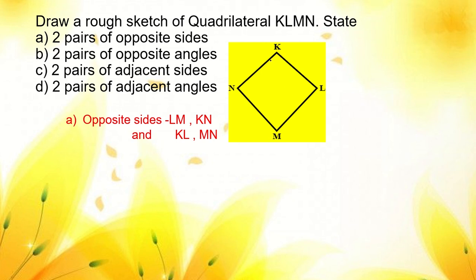Next part is you have to write two pairs of opposite angles. Opposite angles K and M. Both are opposite to each other. Similarly, you can say L and angle N. Both are opposite to each other.